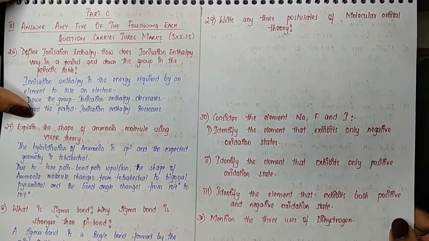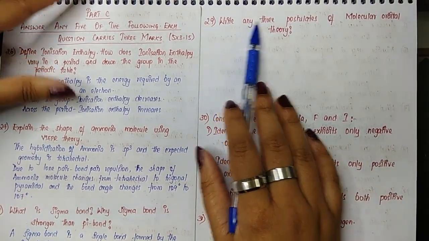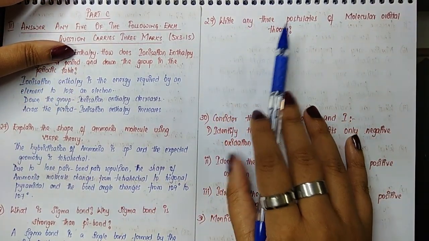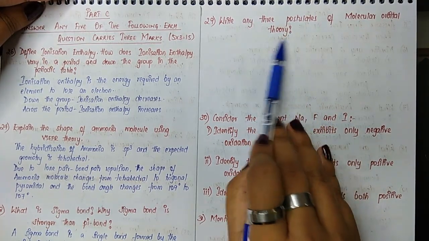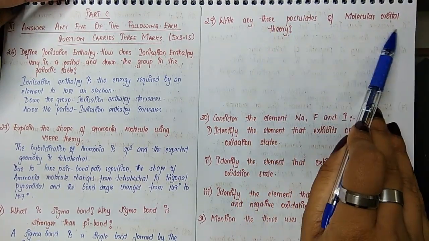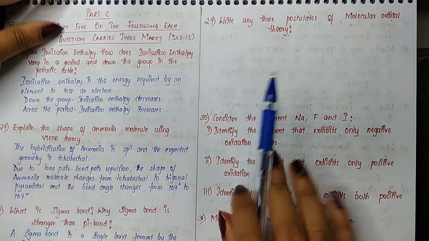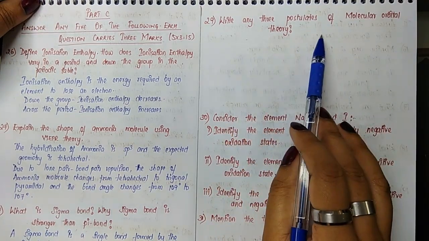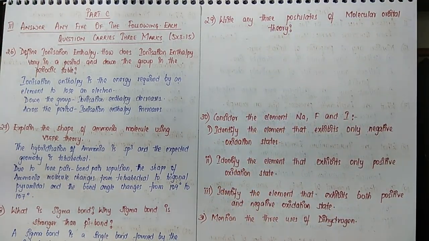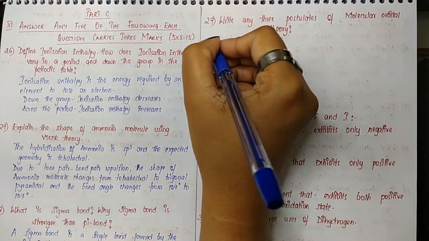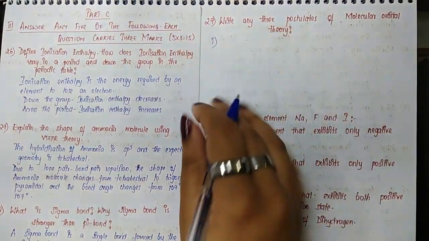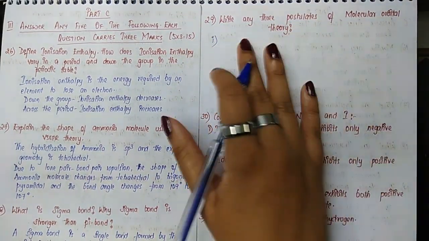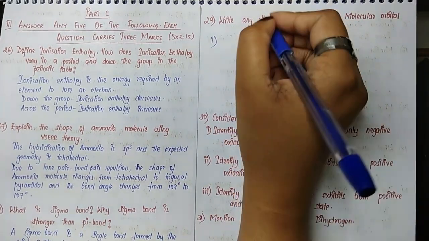Now moving to the 29th question, write any 3 postulates of molecular orbital theory. So in this, you can write any 3 postulates. There are so many postulates given in the textbook in NCERT. You can write any 3 of it. So let's write that down. So here the first one can be, salient features are given, that is similar to the postulate. So you can just write that 3 points here.